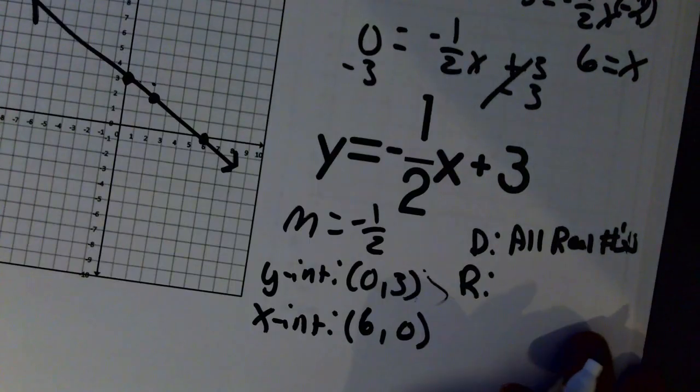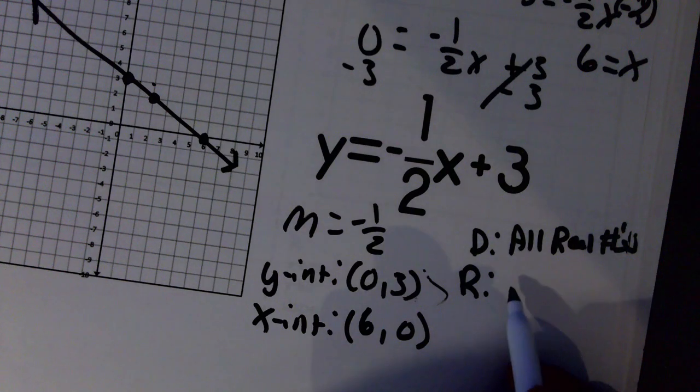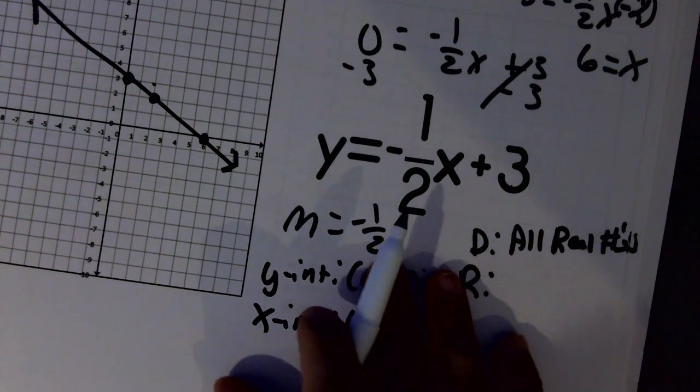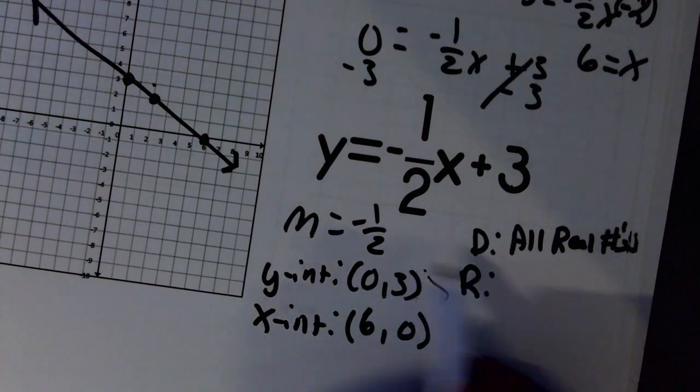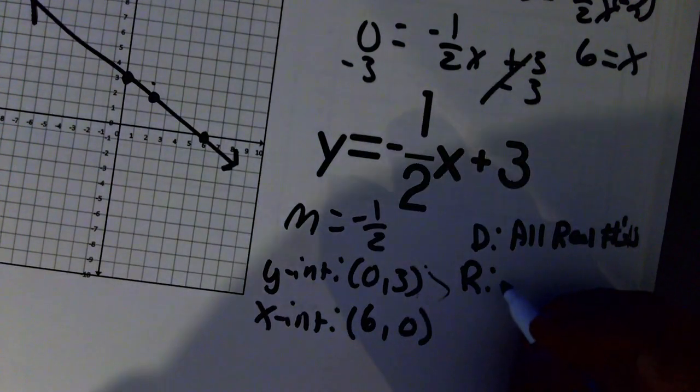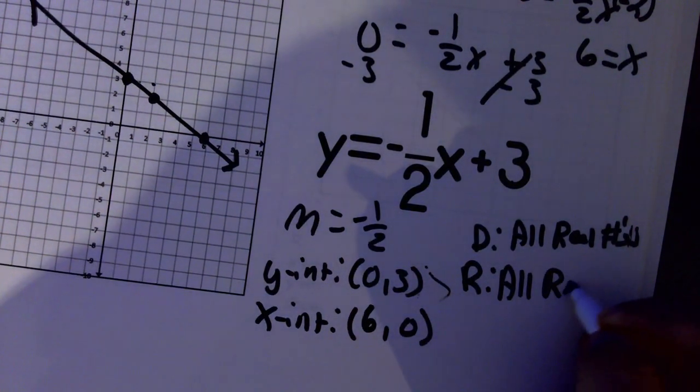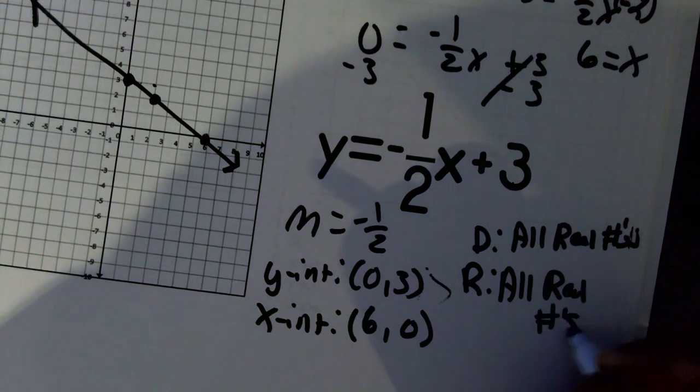Okay, if it wasn't all real numbers, I would put some sort of x constraint here. My range is the same thing for a line, as long as these aren't horizontal or vertical lines. So we're going up and down forever. So I'm going to put all real numbers.